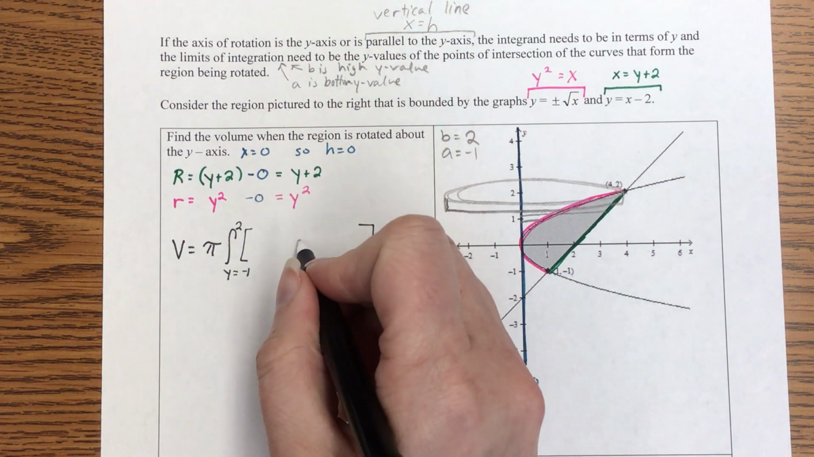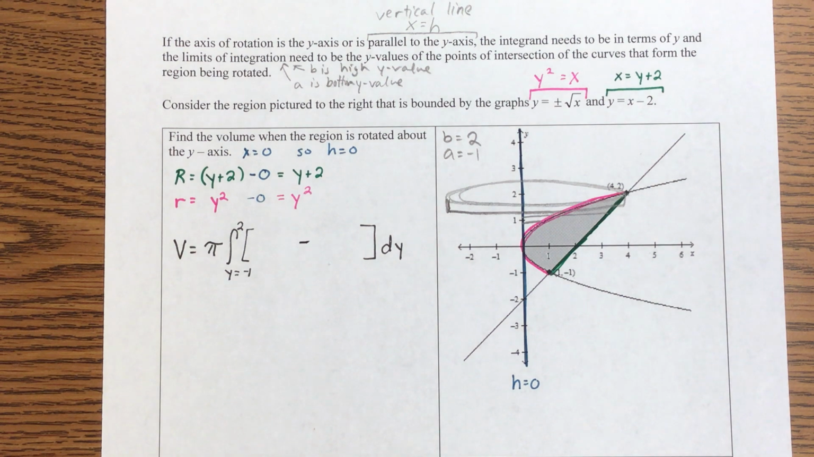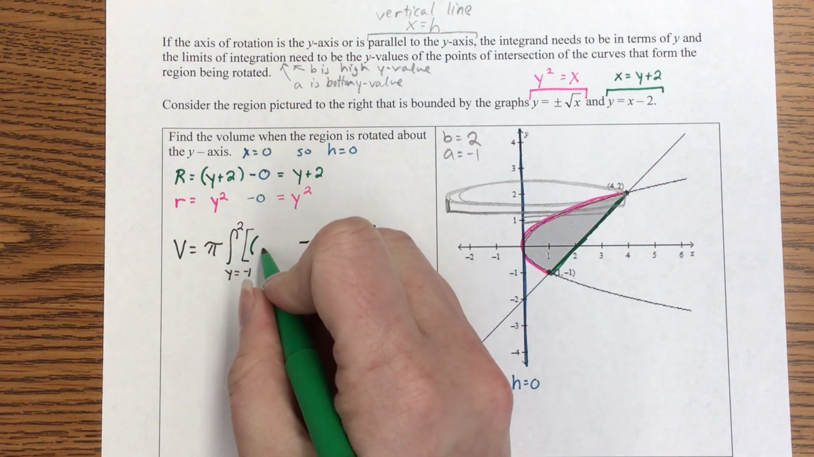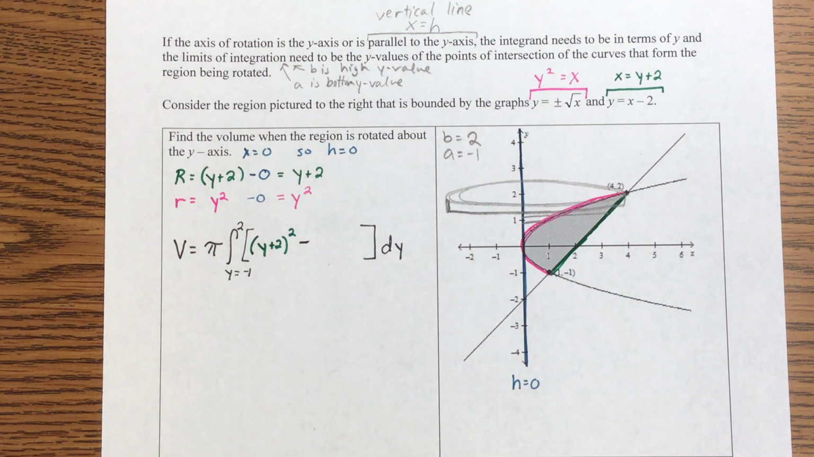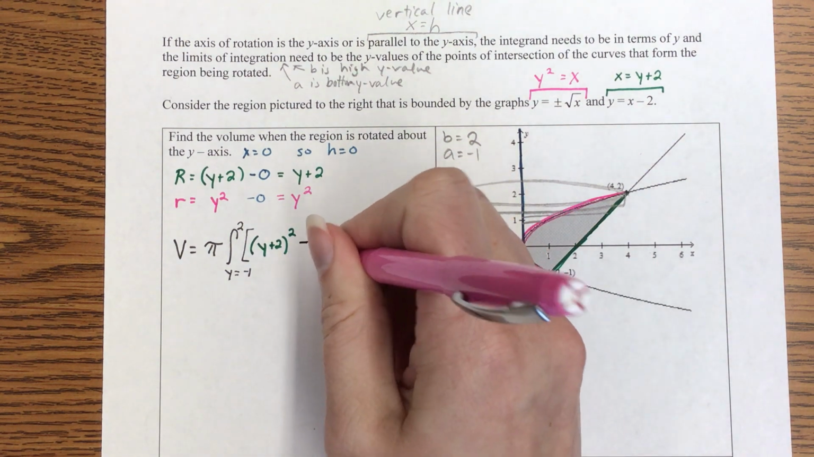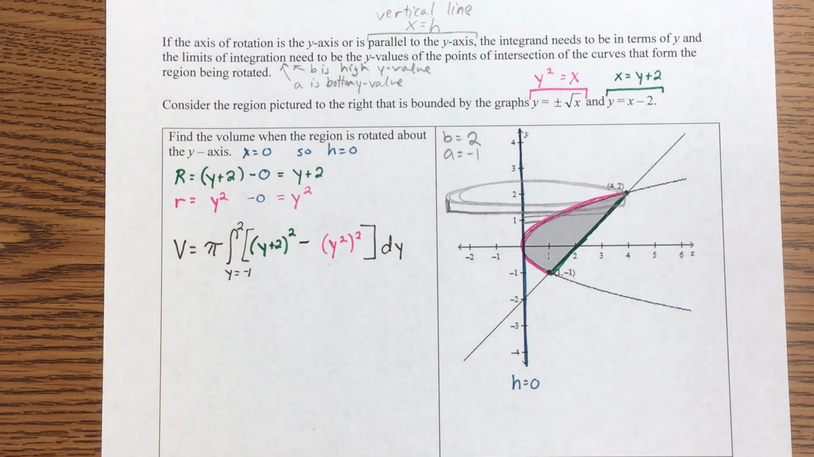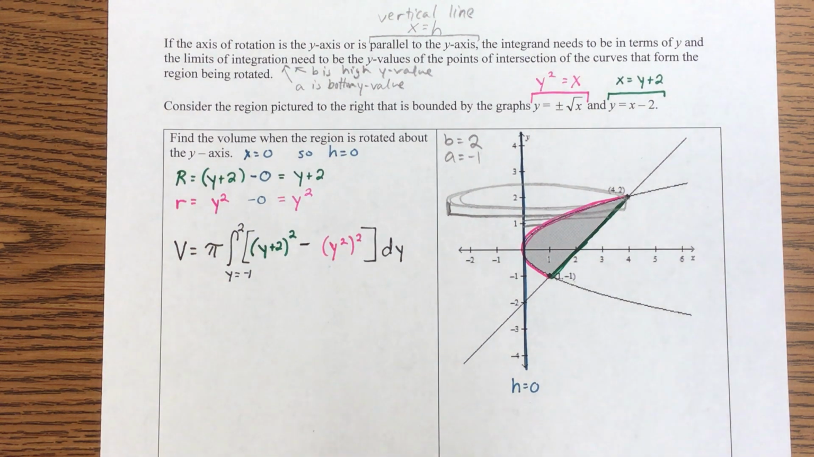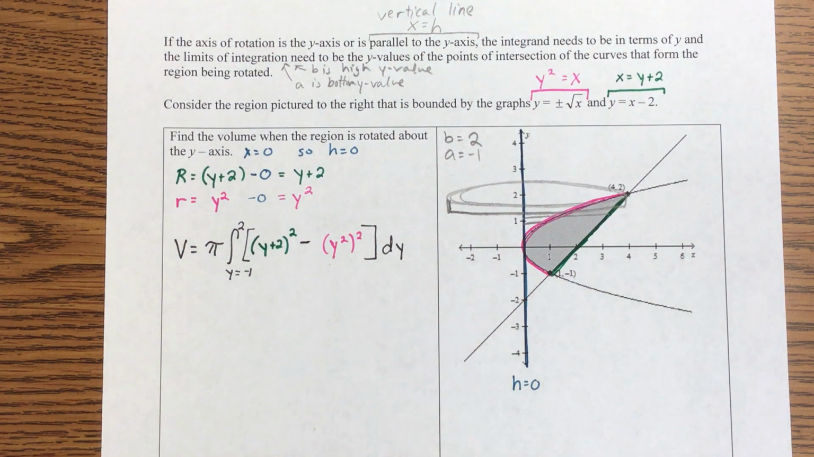Okay, we're going to subtract two things. Big R always goes first because otherwise you get negative numbers. Big R is going to be y plus 2, and then we're going to square it. Little r is y squared, and we have to square it. And on this page, instead of working all of our integrals out by hand, because we already got some practice with that, we are just going to plug them into our calculator.